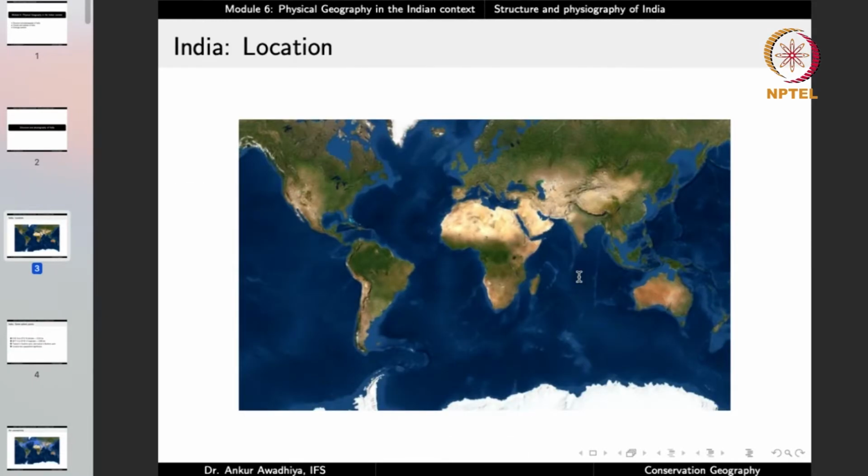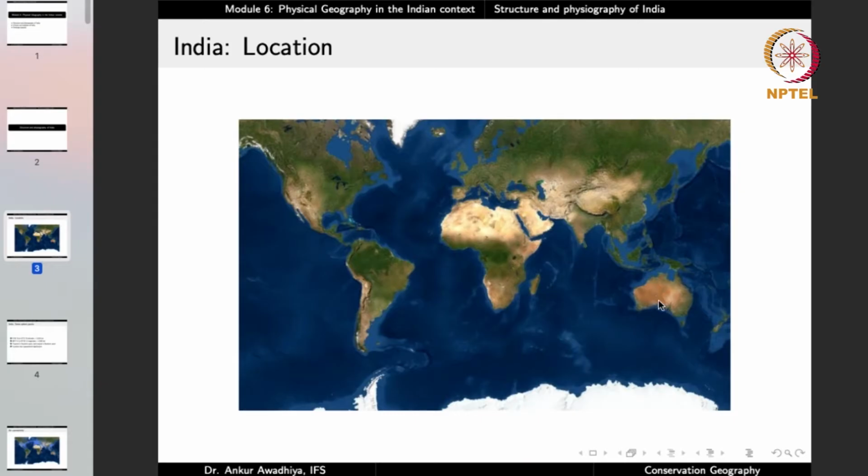Where is India located? This is our country India. It is located in this continent called Asia, and Asia and Europe are joined together, so this whole landmass is also referred to as Eurasia. Then we have Africa here, and Africa and Asia have the Arabian Peninsula in between. Here we have North America, this is South America, this is Australia. India has a central location in this portion.